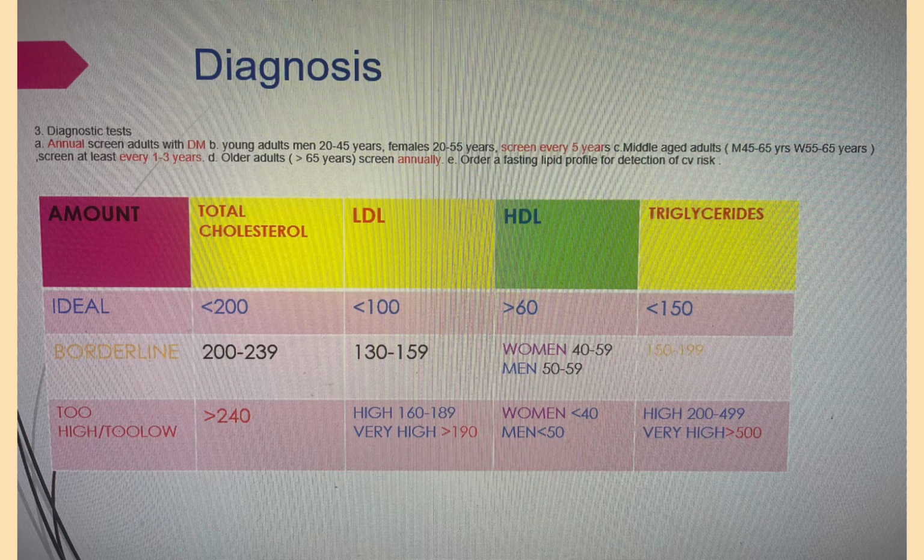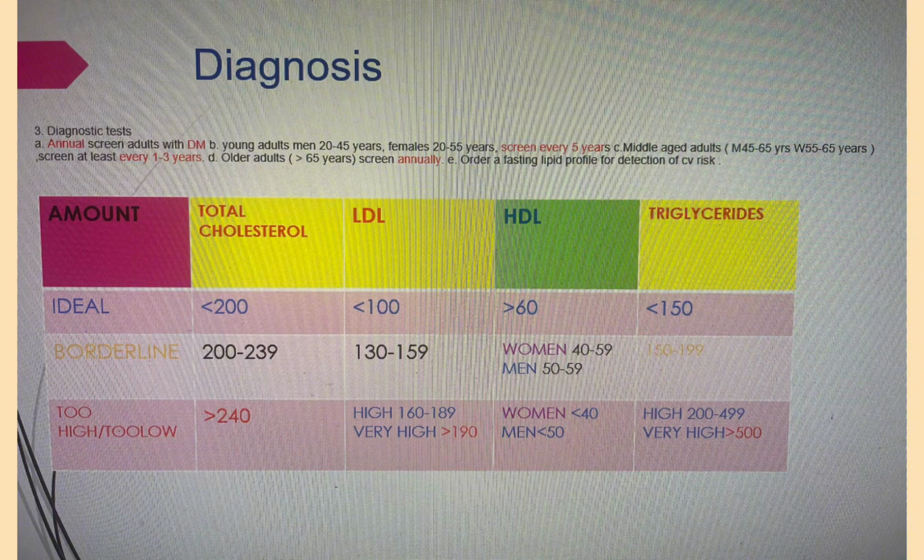Then let us check the ideal numbers of each parameter: total cholesterol, LDL, HDL, and triglycerides. The ideal total cholesterol is less than 200, LDL less than 100, very important. HDL, which is the good cholesterol, should be greater than 60. And then triglycerides, important, less than 150. Then borderline: total cholesterol 200 to 239, LDL 130 to 159, HDL women 40 to 59, men 50 to 59, triglycerides 150 to 199.